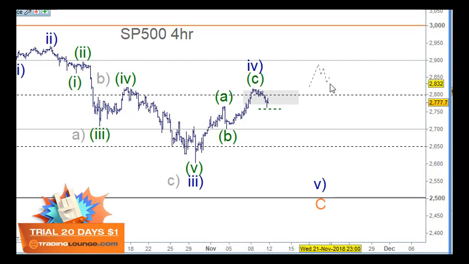I don't think we've got 5 waves down. I think we've just got 3 waves down. So we'd be looking for 5 waves down.